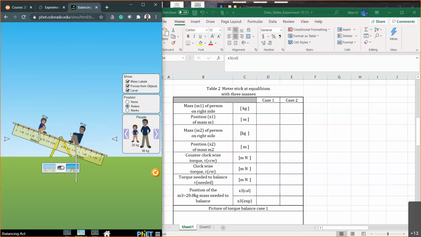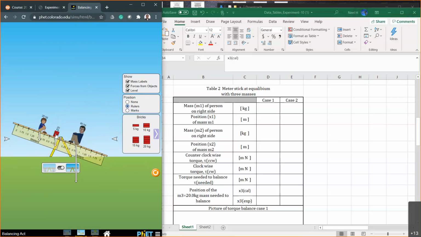Now I need to balance this back. So you can obviously see I need more torque on the left hand side. To create more torque, the question asks you to level this by using a 20 kilogram object. You bring the 20 kilogram object and try to place it in different locations. Let's place it right here.